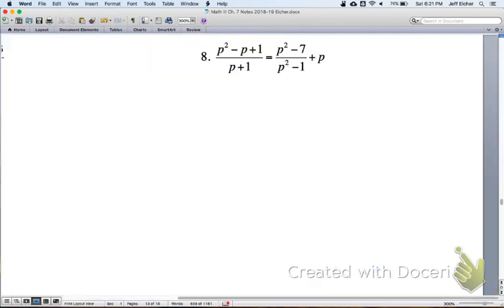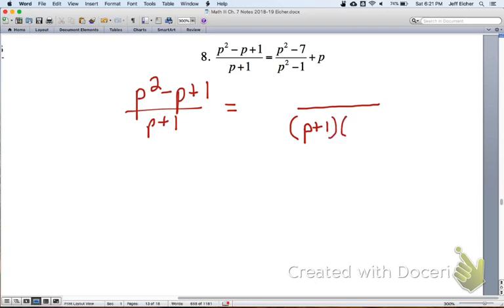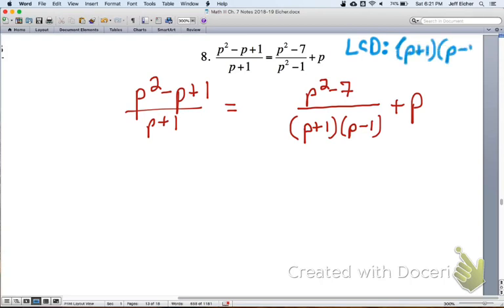All right, number 8. We got a little factoring to do. So let's rewrite this as p squared minus p plus 1 over p plus 1 equals, I'm going to leave myself a little space right there. Factoring that denominator, we get p plus 1, p minus 1, difference of two squares. And the numerator doesn't factor very nicely. And then plus p. Okay, so the lowest common denominator we would have is p plus 1 and p minus 1. So we're going to multiply each of these by p minus 1, p plus 1.